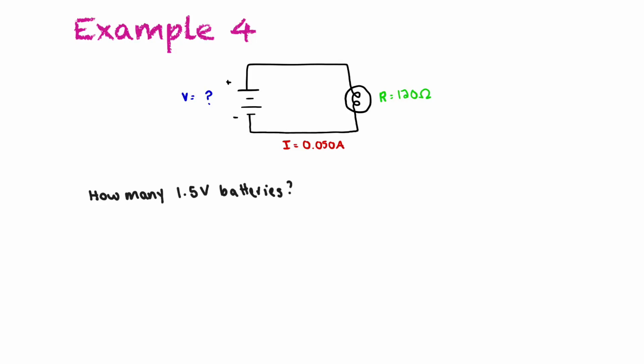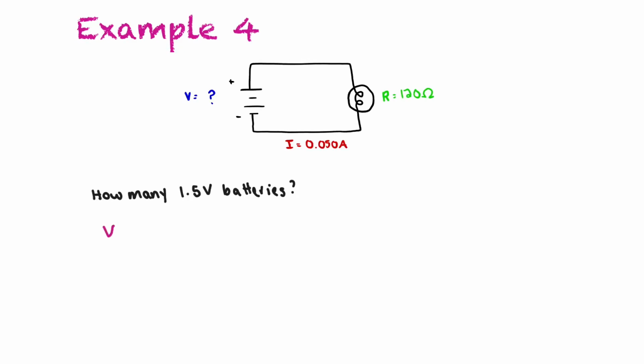In our last example, I've added a little extra challenge. In this case, we're told that in this circuit the light bulb has a resistance of 120 ohms, and the current is 0.050 amps. And the question is, how many 1.5 volt batteries would you need to power this circuit? So we have to do 2 calculations. First, we need to find out what the total volts is. So remember, V equals I times R.